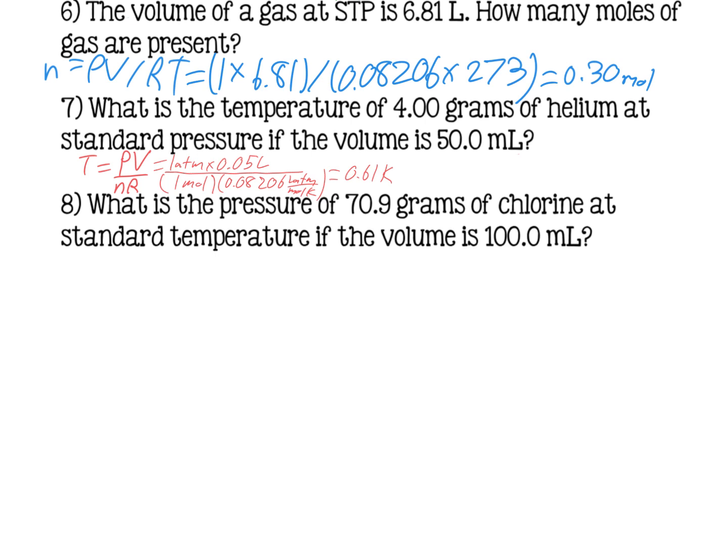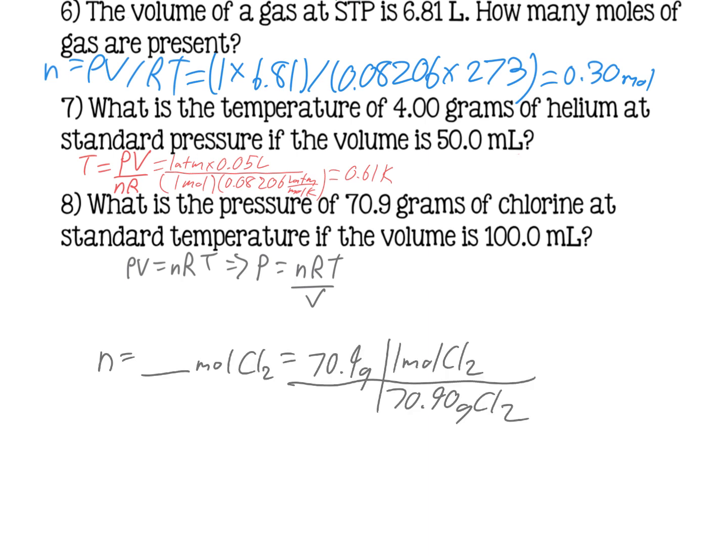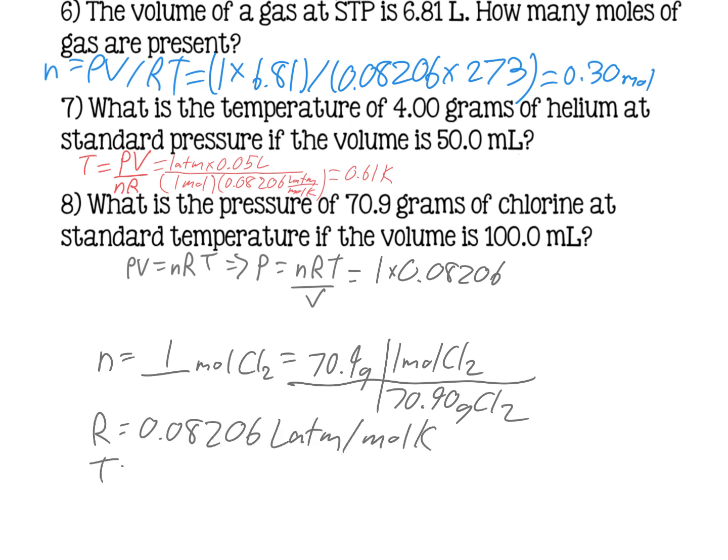Finally, let's look at number 8. What is the pressure of 70.9 grams of chlorine at standard temperature if the volume is 100.0 milliliters? Well, we're going to find pressure using the ideal gas equation, PV equals nRT. If we solve this equation for pressure, we get P is equal to nRT divided by V. So n is our number of moles, which we can find by converting 70.9 grams of chlorine to moles of chlorine. Then our R is going to be the ideal gas constant, which is 0.08206 liter atmospheres per mole Kelvin, always.